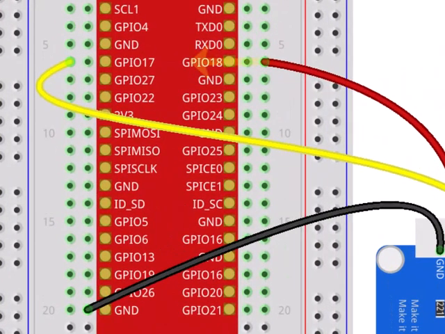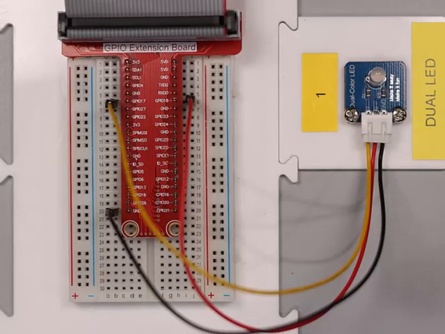Now connect the yellow wire to GPIO 17 on the breadboard for the red LED. Next, connect the red wire to GPIO 18 for the green LED. Finally, connect the black ground wire to any ground pin on the GPIO extension board. I'll be connecting mine to the ground pin located on the bottom left of the extension board. With these connections in place, the wiring is complete and the dual color LED is ready to be controlled through the GPIO pins.